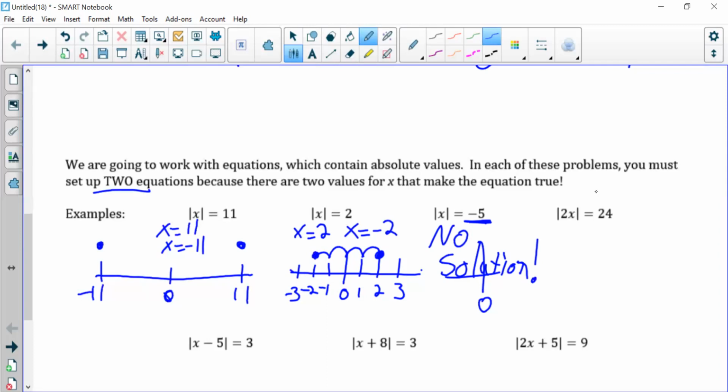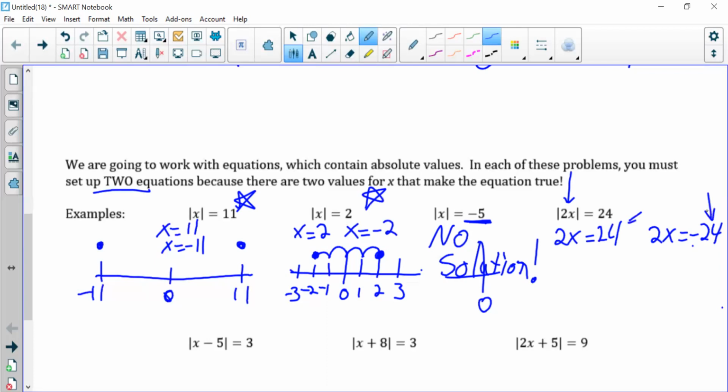Okay, what do I do with this here? Absolute value of 2x equals 24. How do I solve that? All right, so first, the strategy for this is we're going to split it into 2 equations. We know that the absolute value of 2x equals 24, so then we can say that 2x equals 24. We can also say that 2x equals -24. This is the same thing that we did over here on our first 2. You saw how we split it? We said 11, -11, 2, -2. We're doing the same thing here. We're saying 24 and -24.